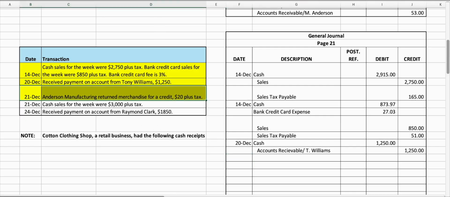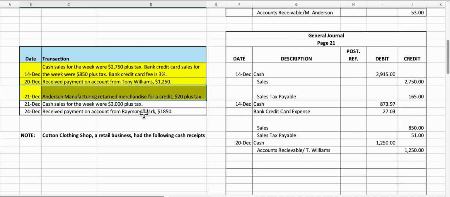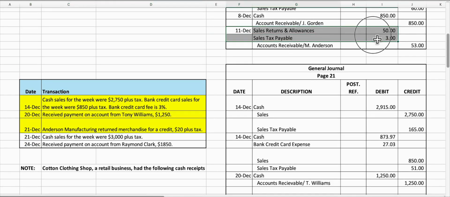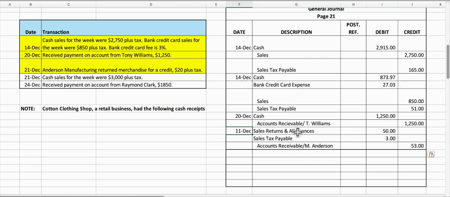Next, on December 21st, Anderson Manufacturing returned merchandise for a credit of $20 plus tax. Now, we've already done this one. Remember on December 11th? Let's copy that over. Paste it here. The date is the 21st. And instead, we're doing a sales tax allowance. The amount that we're giving credit to is $20. But this is not for Michelle Anderson. Instead, it is for Anderson Manufacturing.